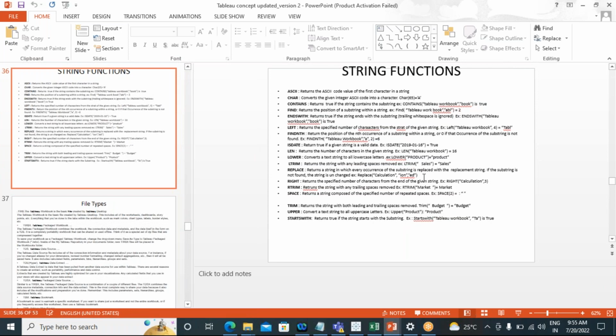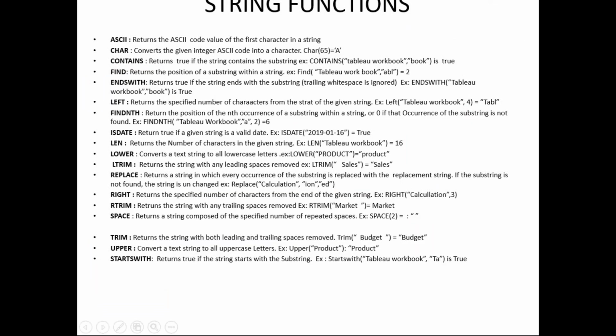So these are the most important string functions. Let's go through each one. ASCII returns the ASCII code value for the first character in the string, and the CHAR function returns the related character for a given ASCII code value. Now the CONTAINS function returns true if the string contains a substring. We compare the main string to the substring. If the substring is contained in the main string, it returns true, else false.